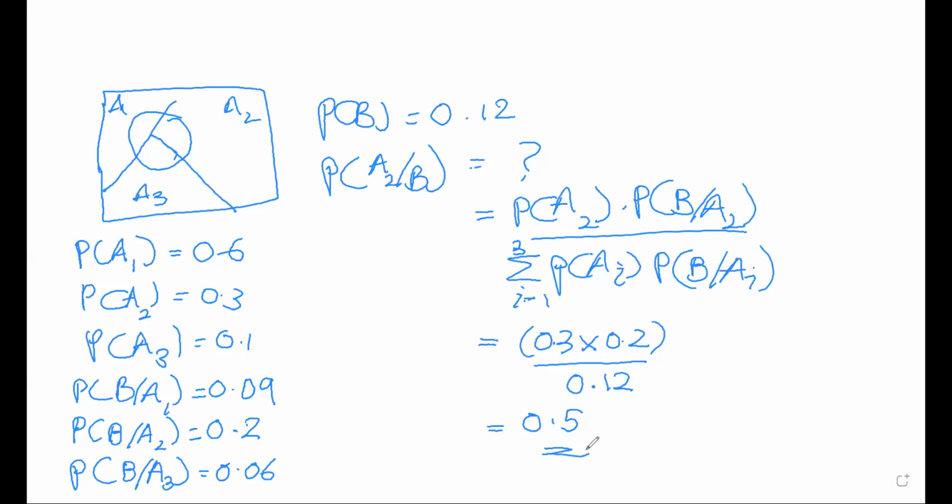So this should be the answer, right? 0.5. So when it is given that the rental car delivered to the consulting firm needs a tune-up, the probability that it came from agency 2 is equal to 0.5.